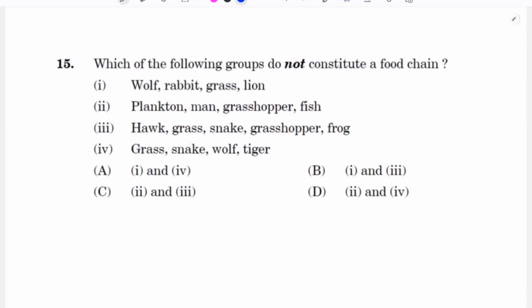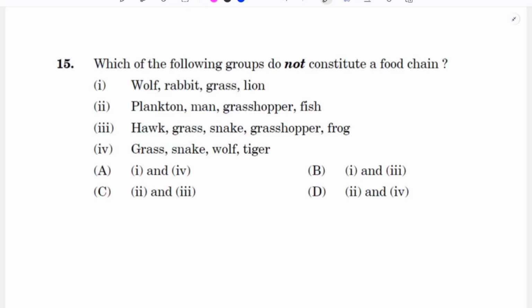Biology. Which of the following groups do not constitute a food chain? Then here we are having these 4. Go through these 4, then you will understand. To determine which groups do not constitute a food chain, we need to analyze each option based on the flow of energy from producers to consumers. Right? Food chain is what? Flow of energy from producers to consumers. A food chain represents the feeding relationships between the organisms, showing how the energy is transferred.